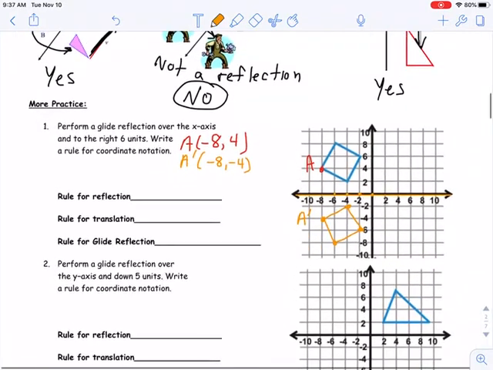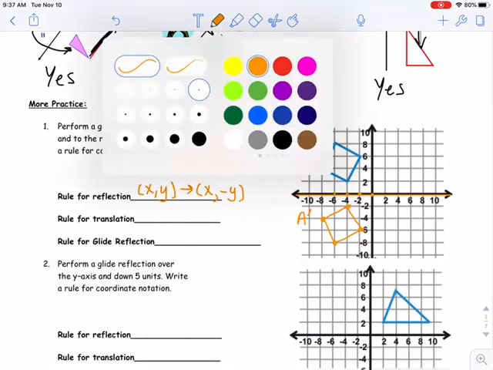All right, so it's telling us to write a rule for the reflection. Remember, some random point x, y. For reflecting over the x-axis, x stays the same, y becomes negative. And that's exactly what we observed above.